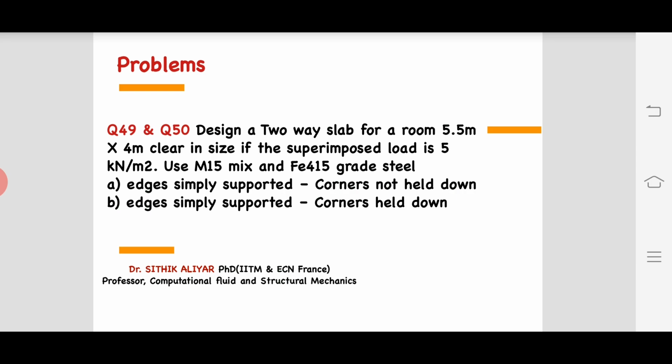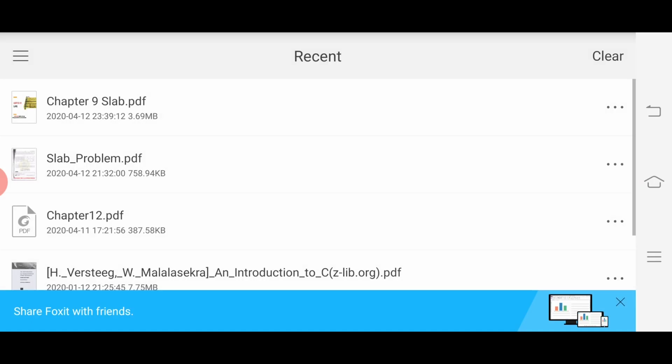Because you see the question, they are asking to design a two-way slab for a room of 5.5 meter by 4 meter, and the superimposed load is 5 kilonewton per meter squared. They have used M15, Fe 415. The first case is simply supported. The second case is also simply supported, but restrained. Okay, restrained condition. This is the final slide. If you know how to design for this one, then your total slab design will be over. I will try to see.